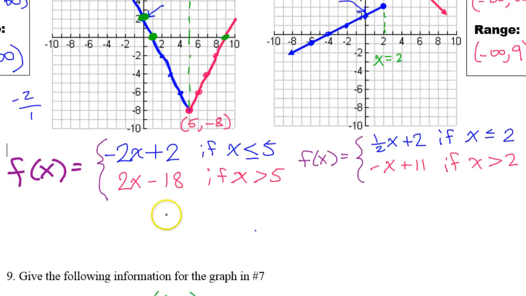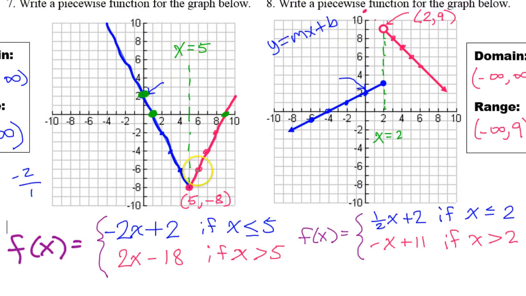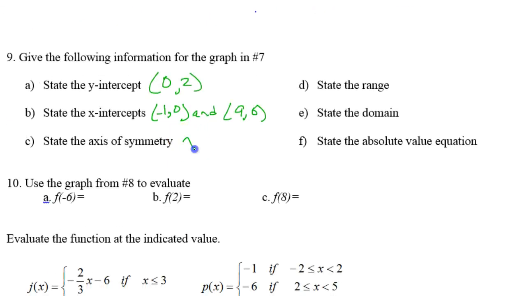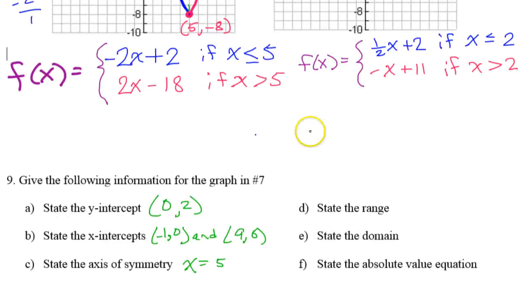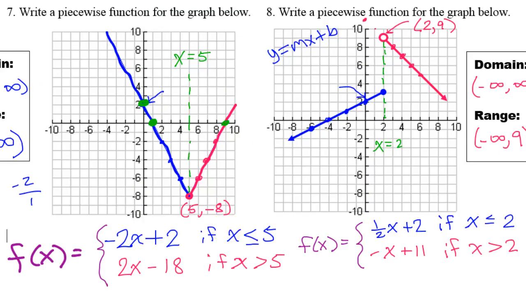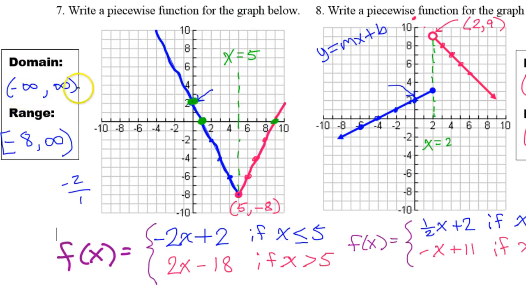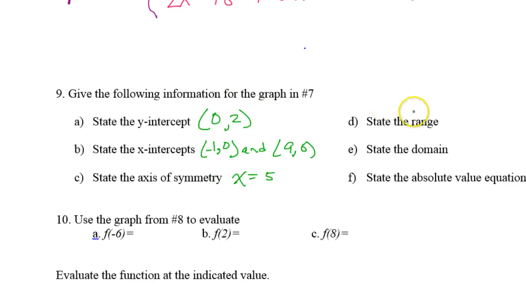We already discussed the axis of symmetry, which is the line x equals 5. All right, you must put x equals. Don't just put 5. We've already done the domain and range. All right, of course, the domain is negative infinity to positive infinity, but the range was -8 to infinity.